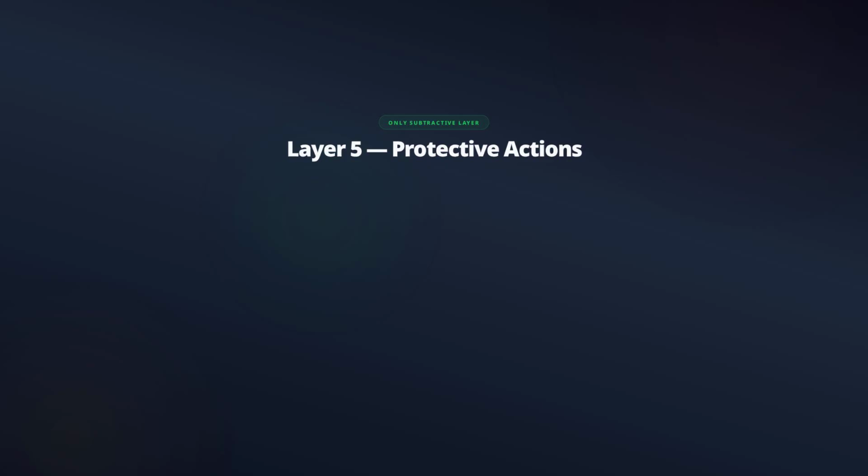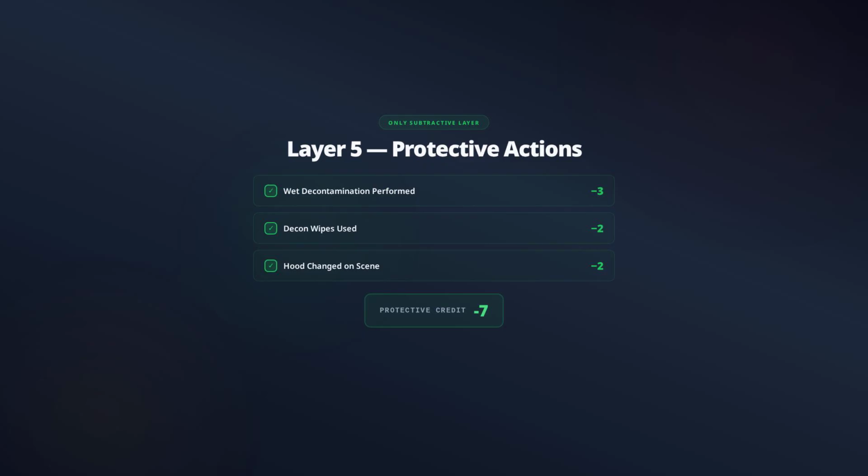Layer 5, protective actions, is the only layer that reduces the score. The rehab officer documents what mitigation occurred. The firefighter performed wet decontamination, used decon wipes, and changed their hood on scene. Each completed action earns subtractive credits, reducing the firefighter's cumulative score and creating a documented record that the department invested in their protection. The rehab officer can now add the next firefighter.